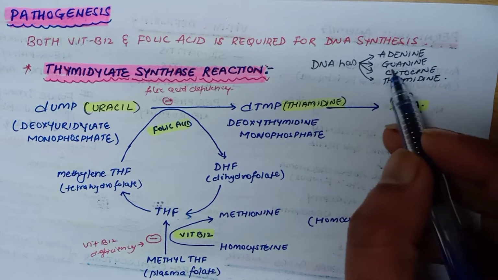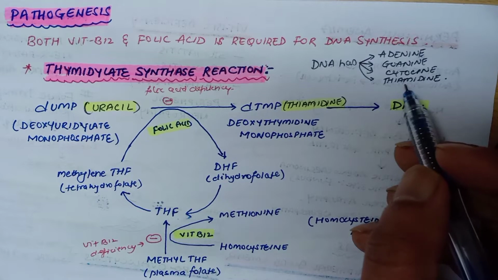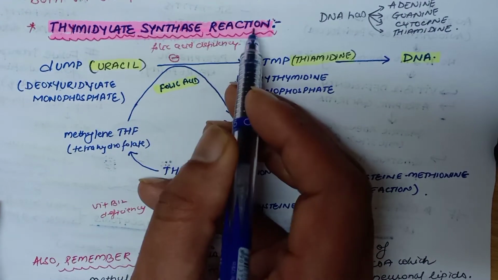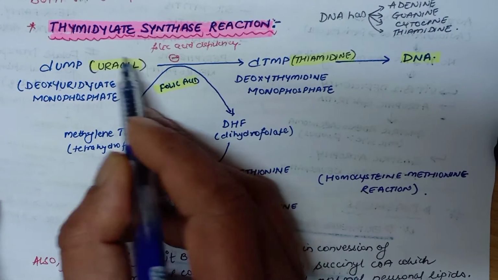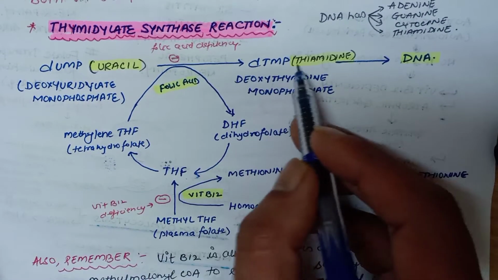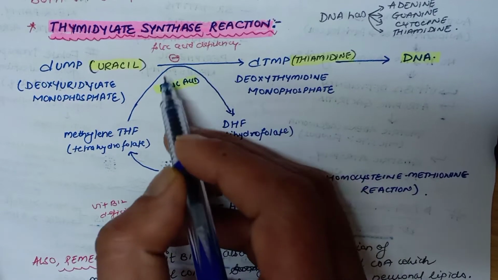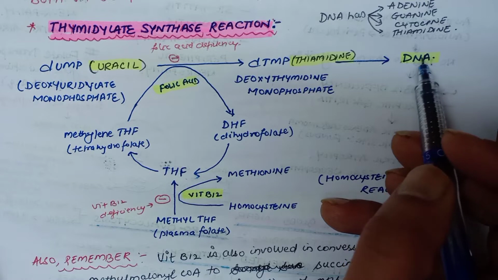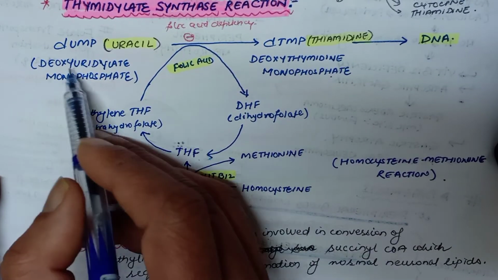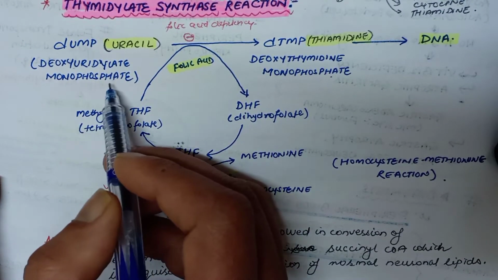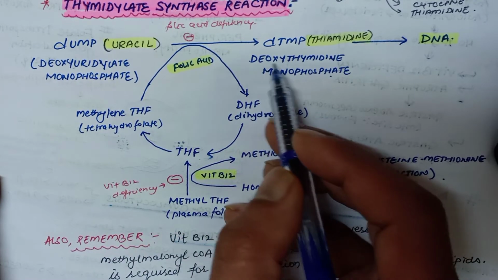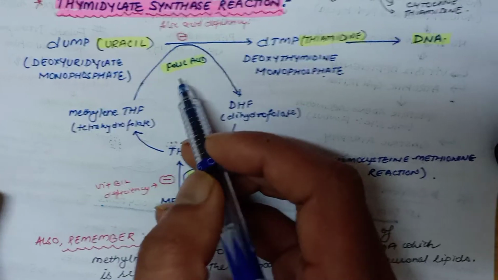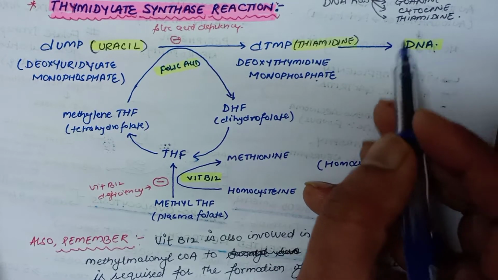So to understand this concept, we have to understand the thymidylate synthase reaction. In the thymidylate synthase reaction, we see this uracil gets converted into thymidine with the help of folic acid, which helps in DNA synthesis. So deoxyuridylate monophosphate gets converted into deoxythymidine monophosphate with the help of folic acid, which in turn results in DNA synthesis.